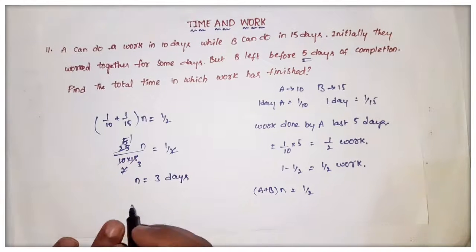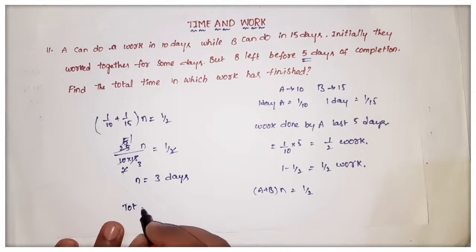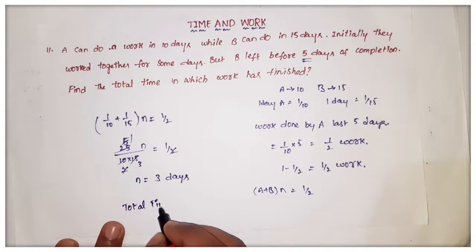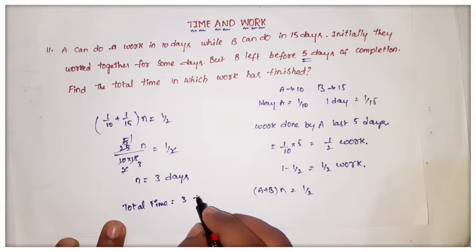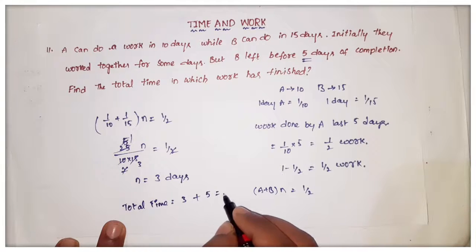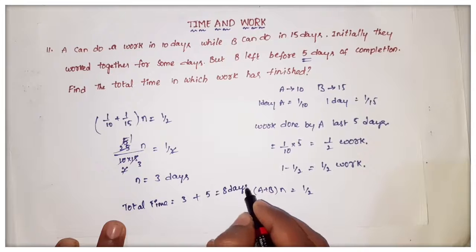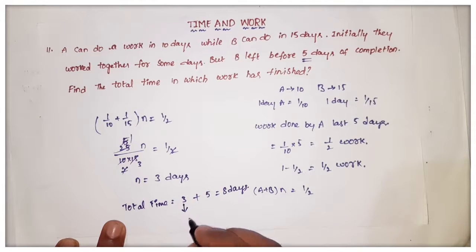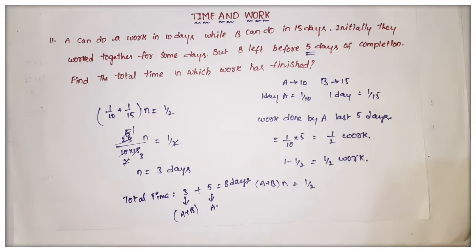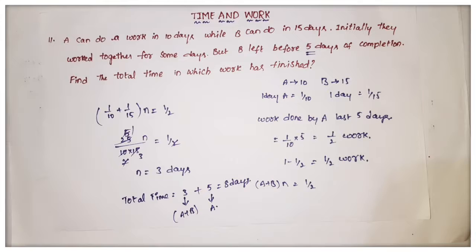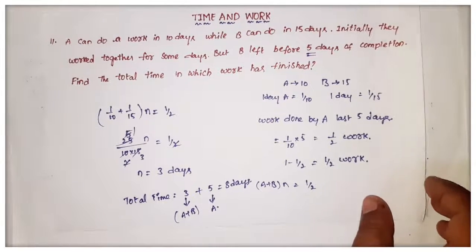So they have worked together for 3 days, and A alone worked for 5 days. So the total time taken to finish the work is the time worked by A and B together, 3 days, plus the time worked by A alone, 5 days, which is equal to 8 days. 8 days is our required answer. 3 days they worked together, and 5 days A alone worked. So this is how we calculate the required time according to the given data. So let us move to another problem, example number 12.